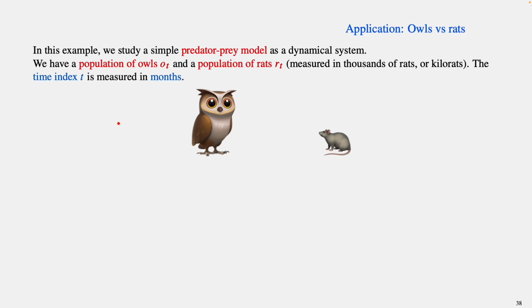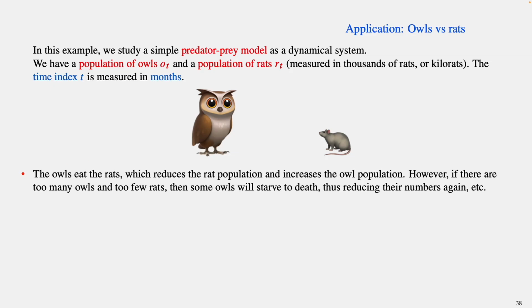And now let's work through a concrete application, and what I will show you here is a simple predator-prey model as a dynamical system. And more precisely, we assume we have a given population of owls, O_t, and a population of rats, R_t, at time t, which I will measure in months. And yeah, the rats are measured in thousands of rats because there are so many of them, so kilo rats if you like.